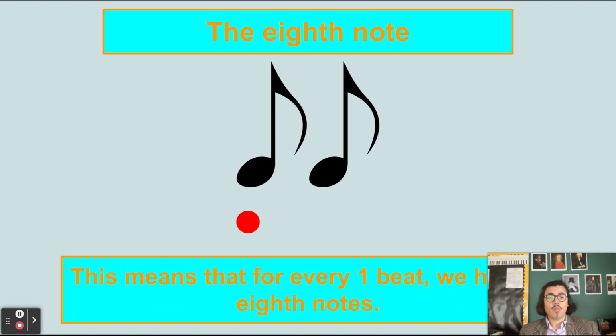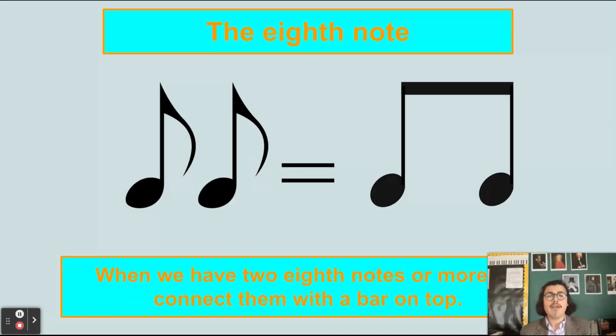This means that for every one beat, we're going to have two eighth notes because half a beat plus half a beat makes up one beat, correct? When we have two eighth notes or more, we connect them with a bar at the top as you see on the screen. On the left, we have two eighth notes without being connected, and on the right, we have two eighth notes that have been connected. It's the same thing either way.